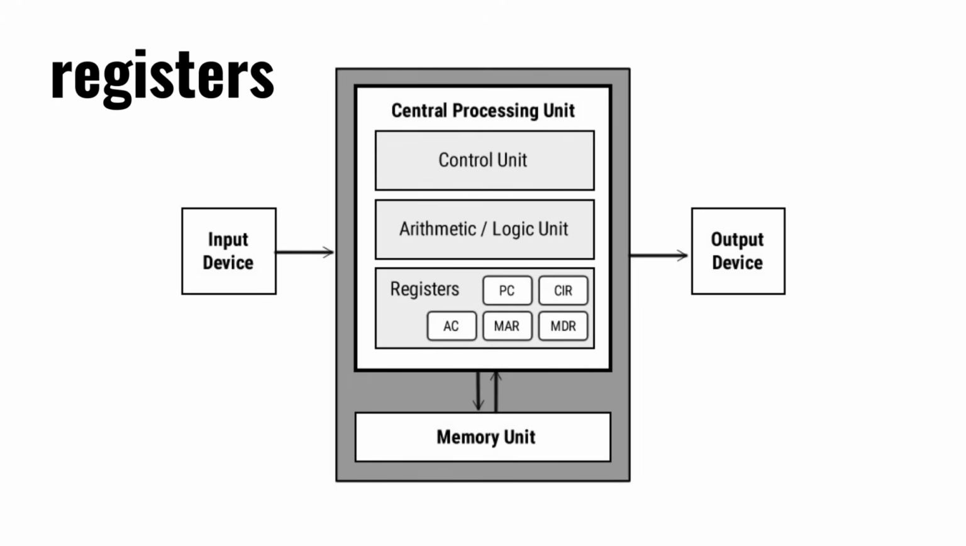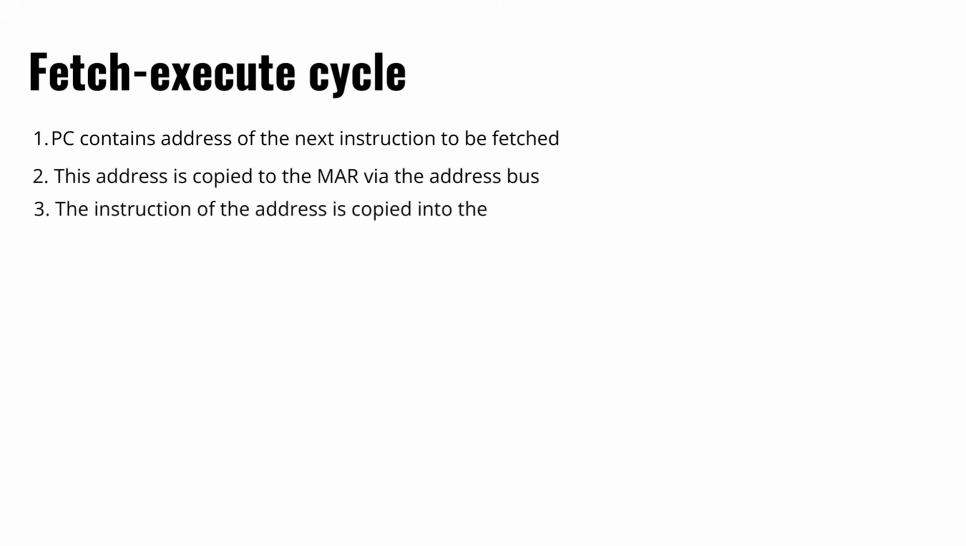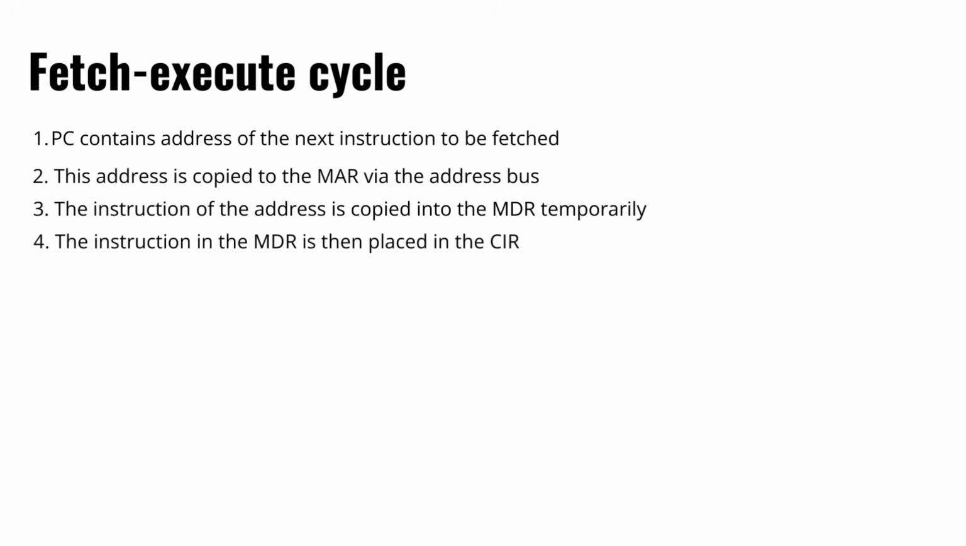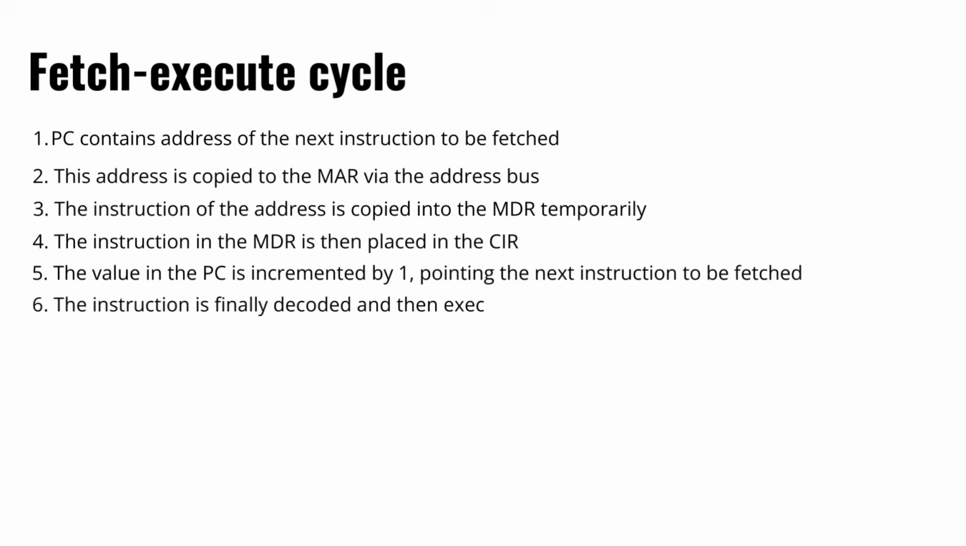The following registers also exist in the architecture: the program counter, memory address register, memory data register, and the current instruction register. The fetch-execute cycle goes like this. The PC contains the address of the next instruction to be fetched. The address is copied to the MAR via the address bus. The instruction at the address is copied to the MDR temporarily. The instruction in the MDR is then placed in the CIR, and the value in the PC is incremented by 1, pointing to the next instruction to be fetched. And finally, the instruction is decoded and executed.